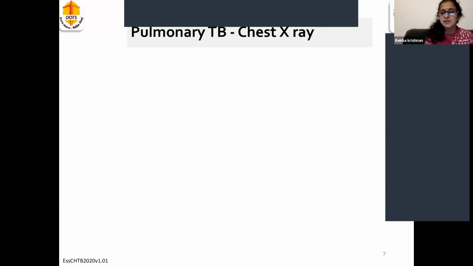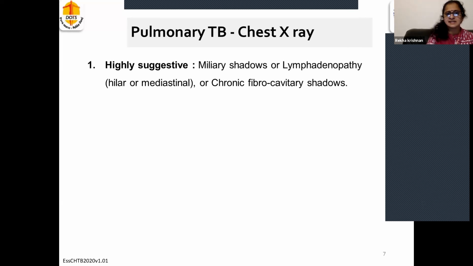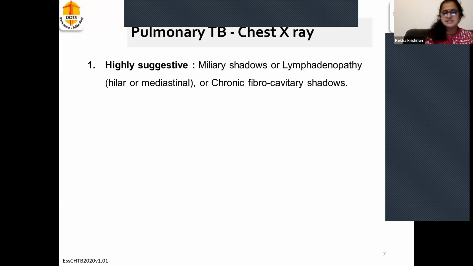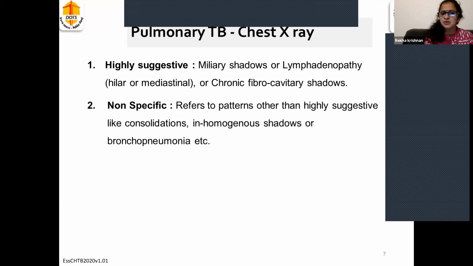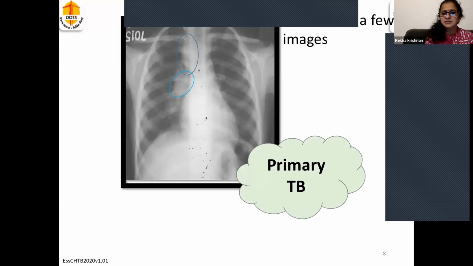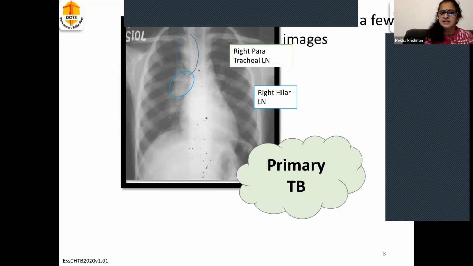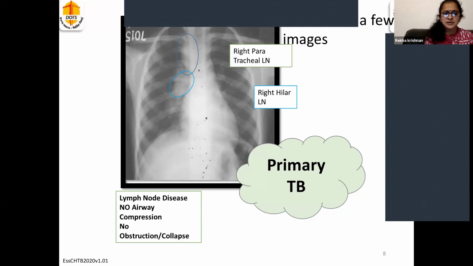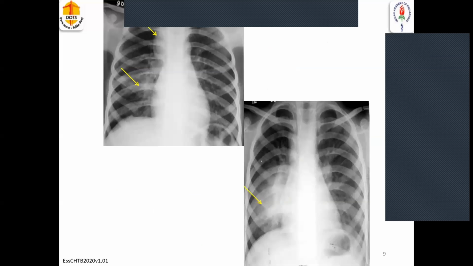Now coming to the diagnosis of pulmonary tuberculosis, the next step is taking a chest X-ray, for patients with symptoms. You can interpret it in 3 ways: highly suggestive of tuberculosis, non-specific changes, or a normal X-ray. Now let us see a few images that are highly suggestive of tuberculosis. Here it is a case of primary tuberculosis with a right paratracheal lymph node and right hilar node, and there is no evidence of airway compression that can cause obstruction or collapse. This is another X-ray with both a parenchymal lesion and a node.